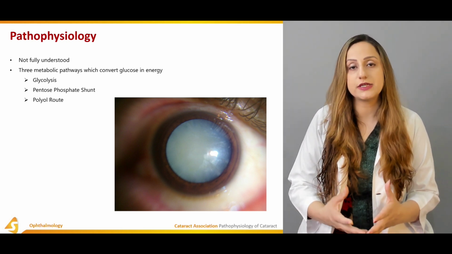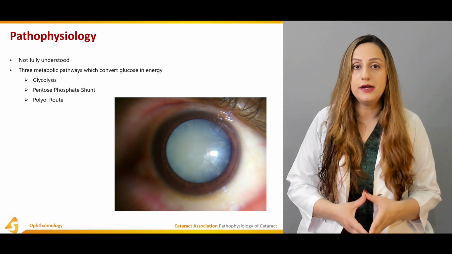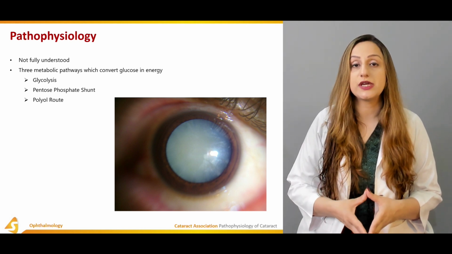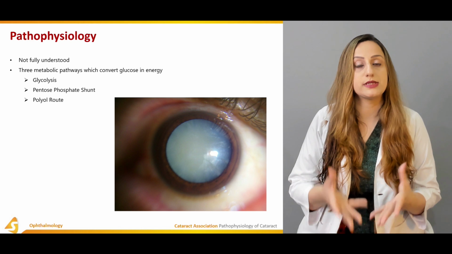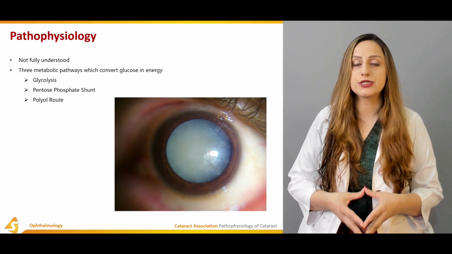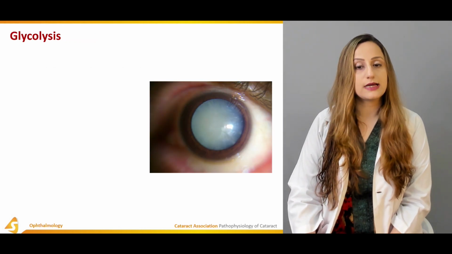which can correlate to the formation of this opacification, which convert glucose into energy: glycolysis on one hand, the pentose phosphate shunt system, which is also known as the HMP pathway, and then the polyol pathway. So these are the three major pathways that we're going to discuss one by one.